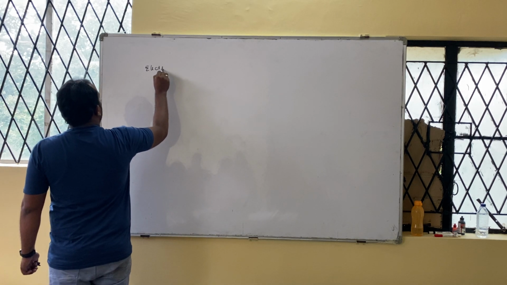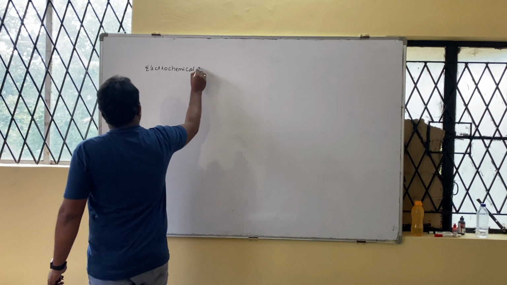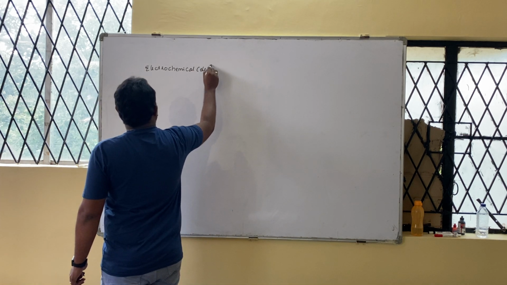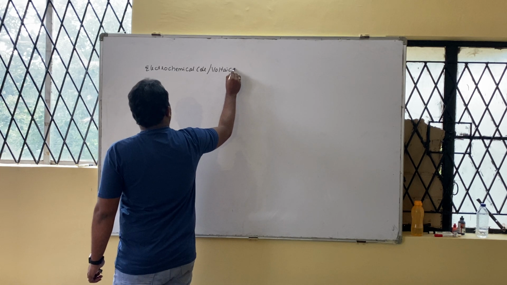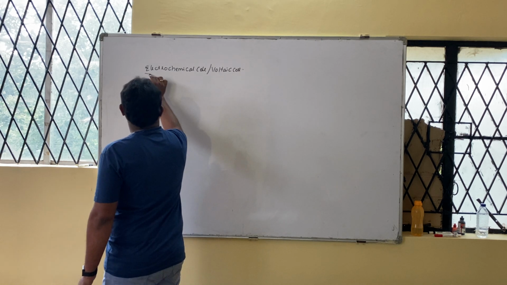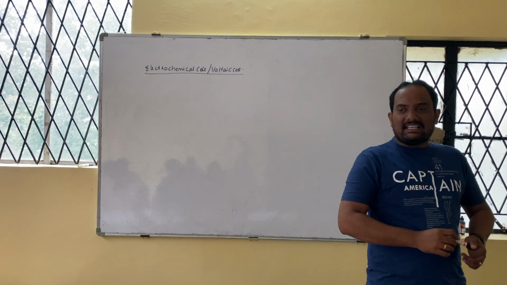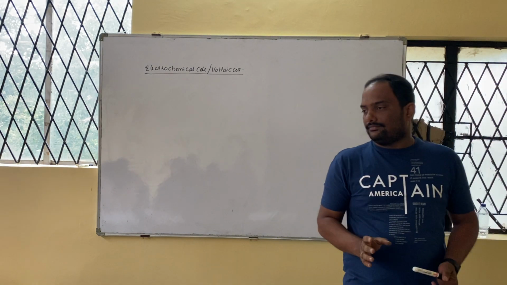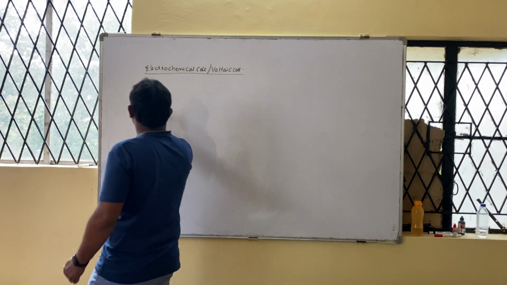Electrochemical cell. You know what is the other name for this cell? It is called the voltaic cell because you get voltage out of it, no? So what is the other name for this one? Voltaic cell. It is exactly opposite of which cell? Electrolytic cell. Then you write the definition below.